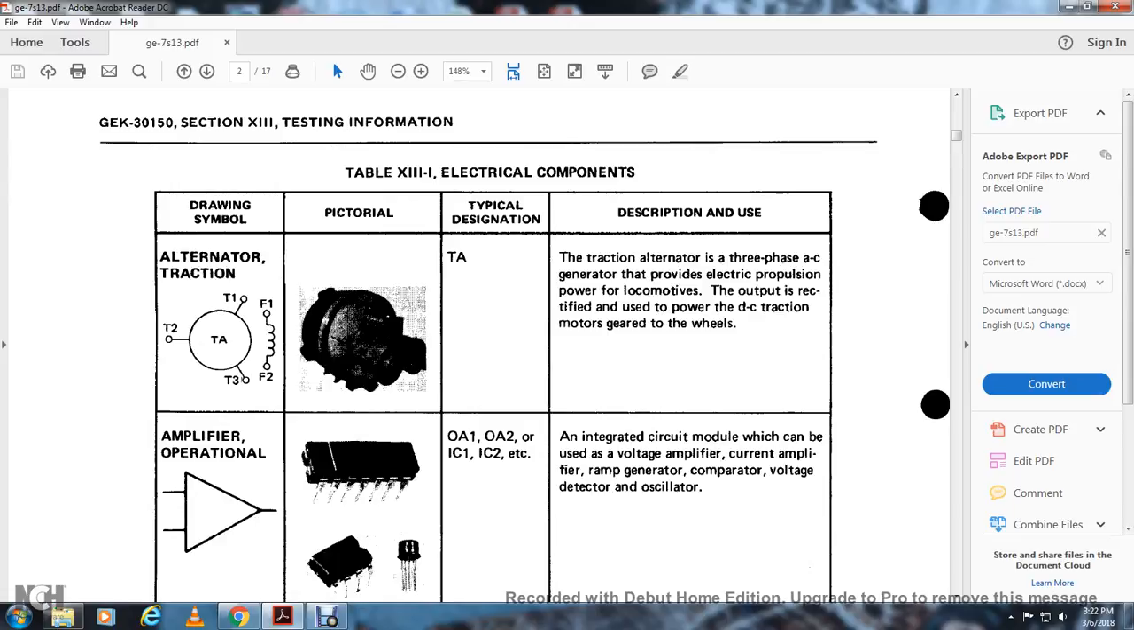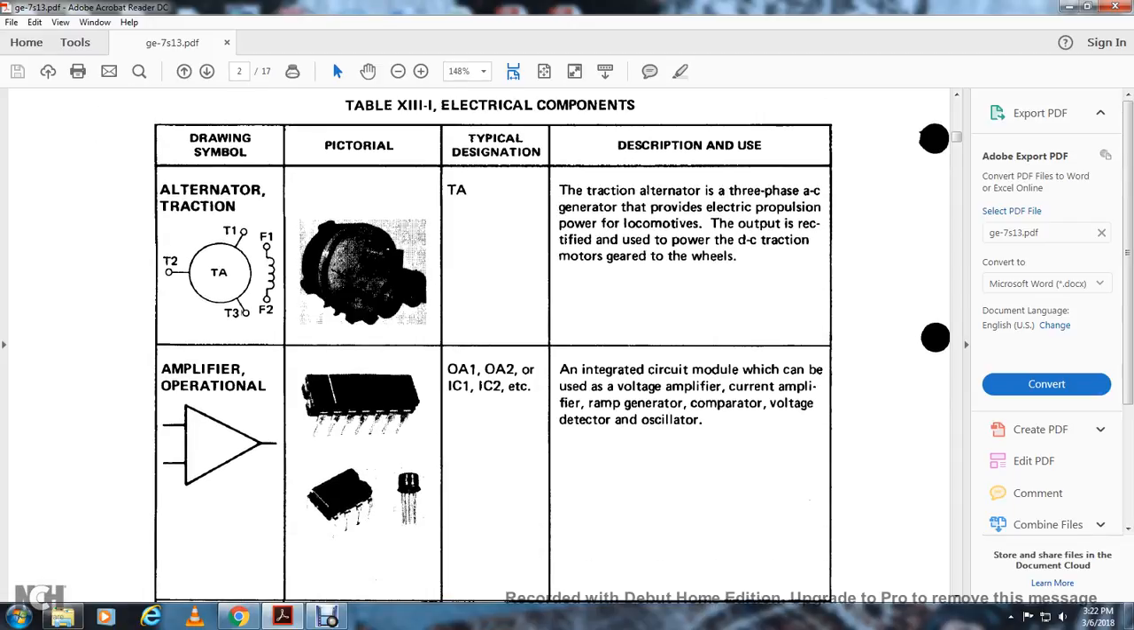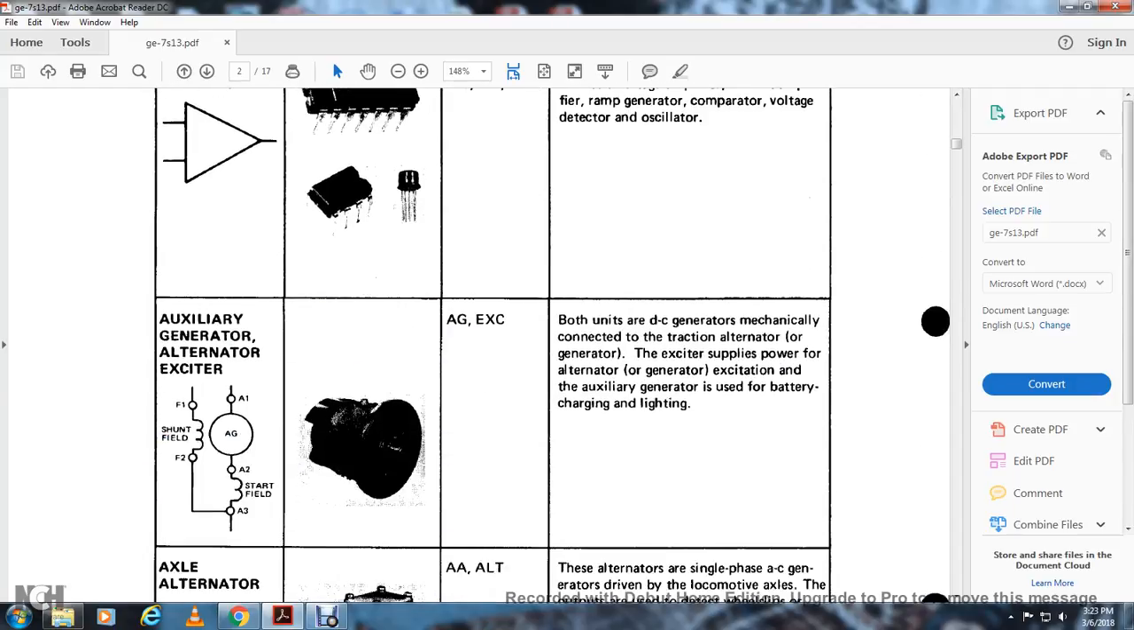This is an operational amplifier. It shows a triangle and two long sticks, one short leg from one of the edge corners. It shows the pictorial of the operational amplifier, OA1, OA2, IC1, IC2. It is an integrated circuit module which can be used for a voltage amplifier, current amplifier, ramp generator, comparative voltage detector, or oscillator. Oscillator generator alternator shows the field winding, shunt field, and field 1 and 2.